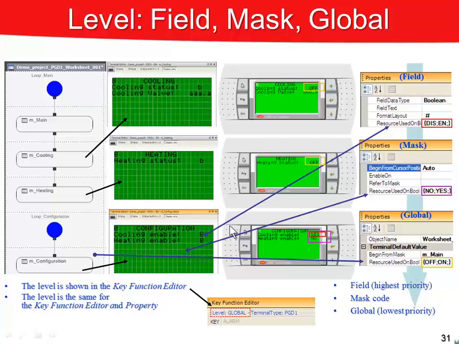Well, so in the future, if in a field you see a text that you don't expect, now you know how to troubleshoot this. We have to see what is the resource used on bool defined in that field. If not used, search it at the mask level. If not used, you can see at global level, and you will see where is the mistake. Okay, here it's stated that the level is the same for key function editor and property. Okay, I told you this several times before.